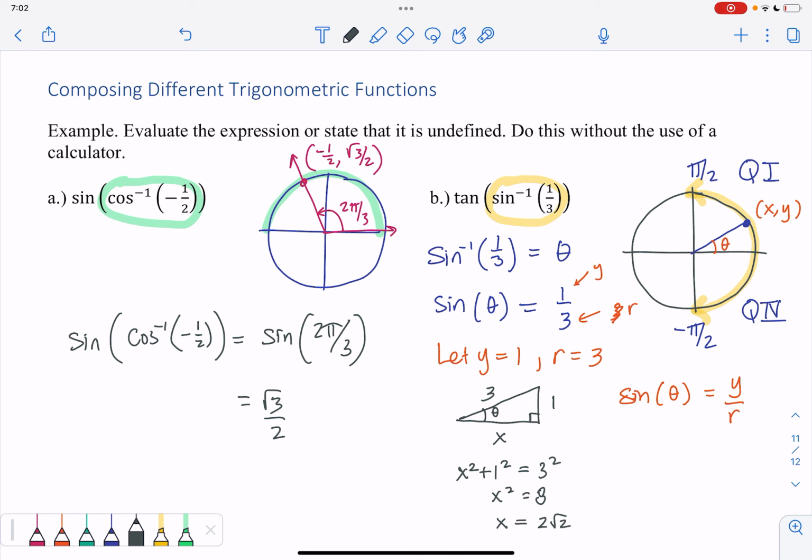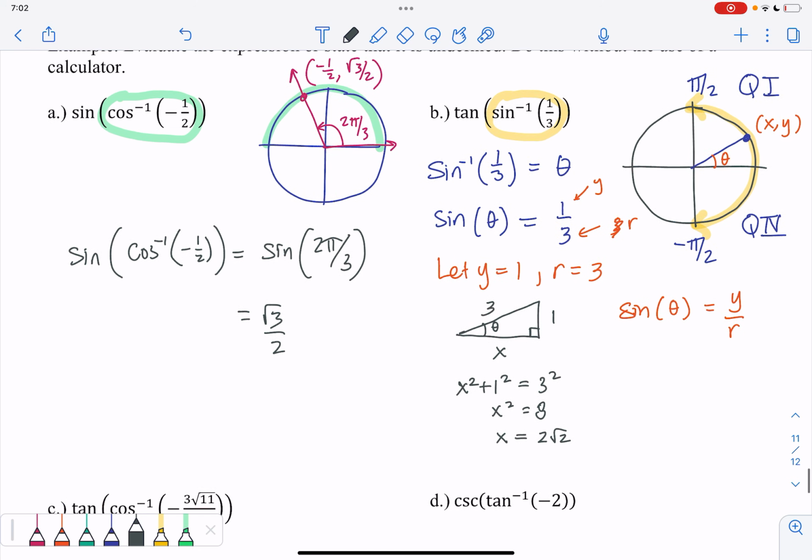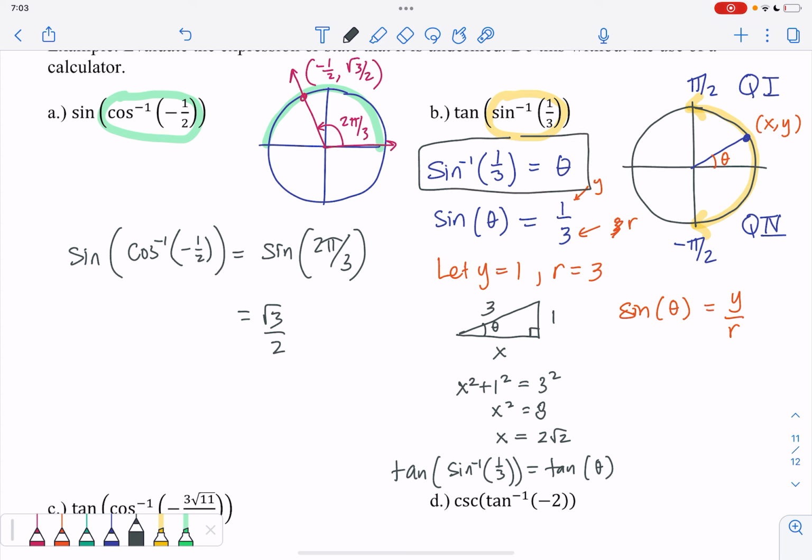Okay, so now let's think about what I have. I got to regroup here. I have tan of sine inverse of 1/3. And I say, well, that's just tan of theta, okay? Because I'm saying that sine inverse of 1/3 is equal to theta. And then if I have tangent of theta, well, what is tan of theta? Tan of theta, I know, is just y over x.